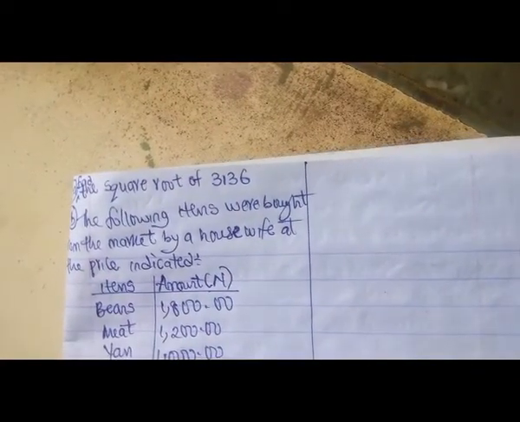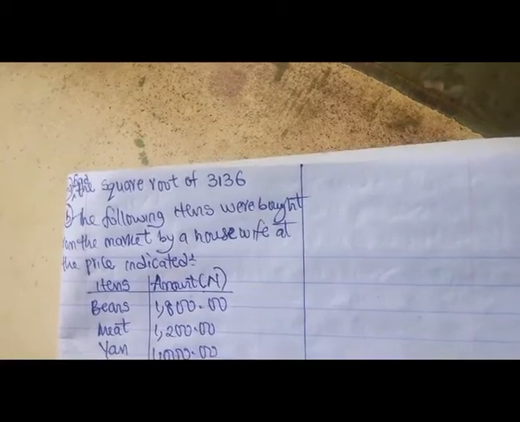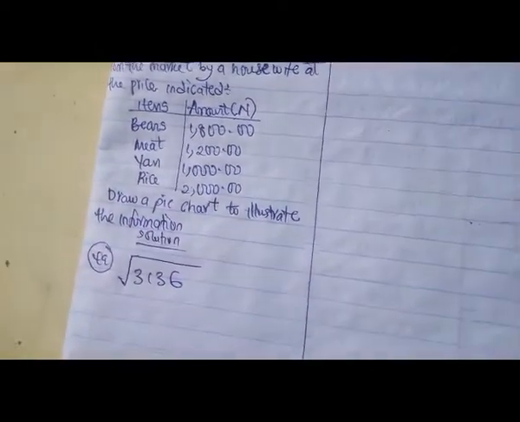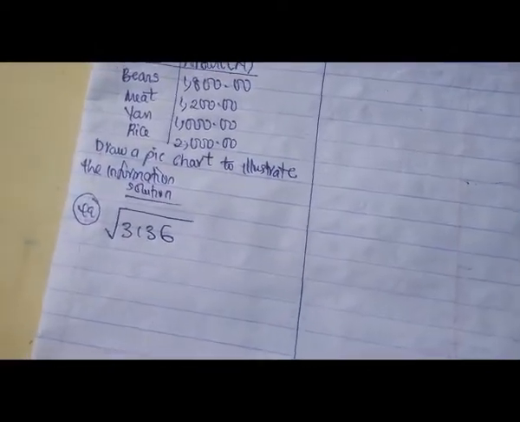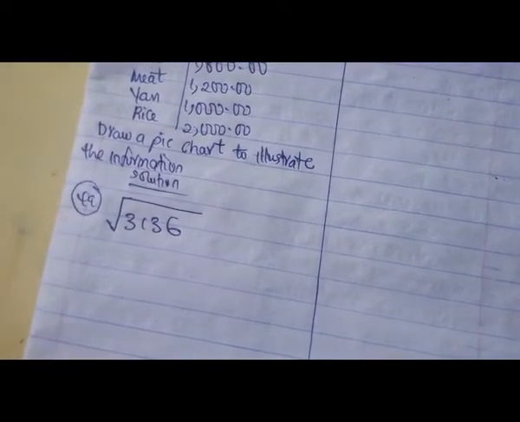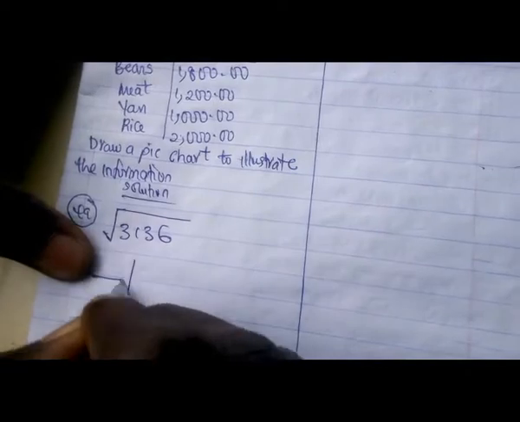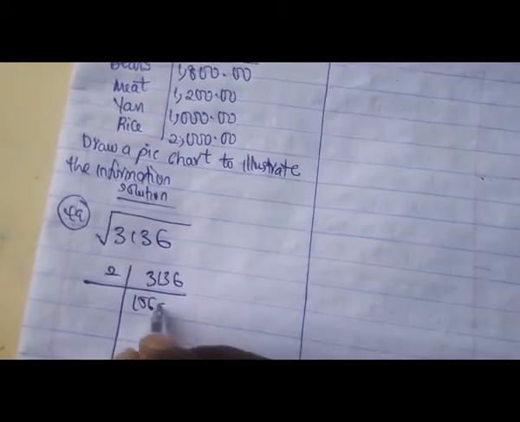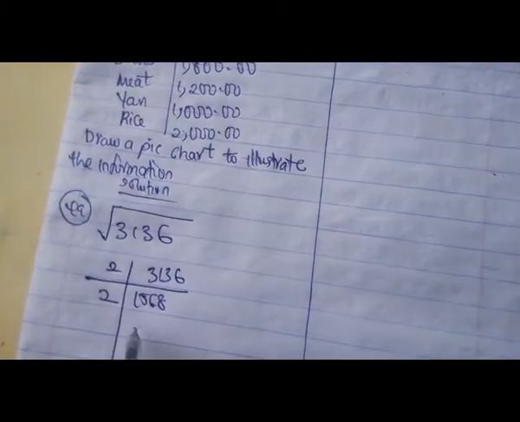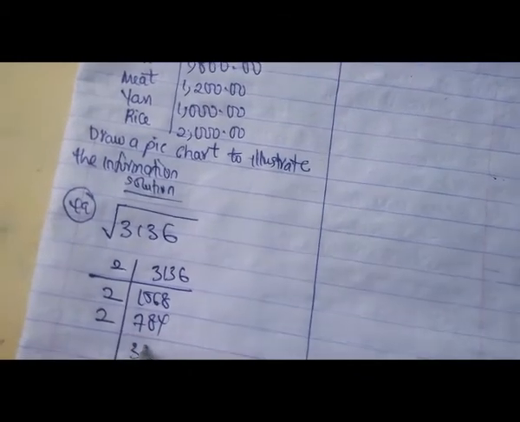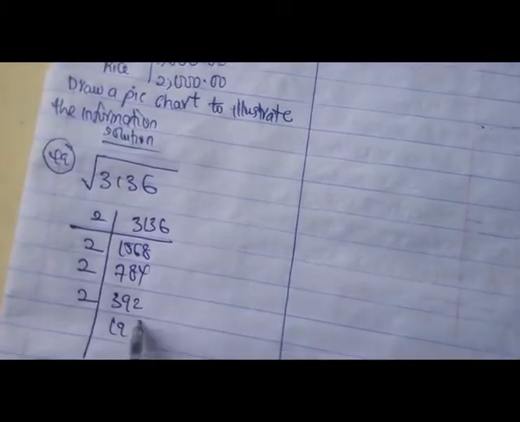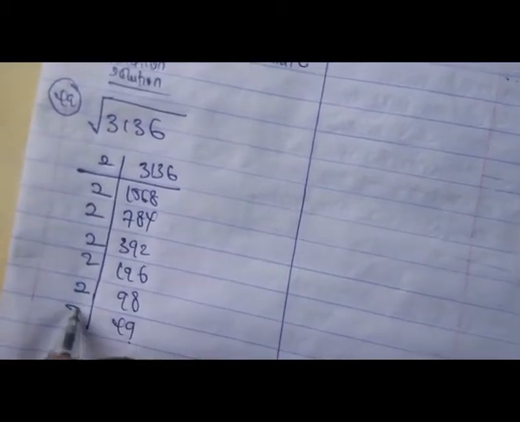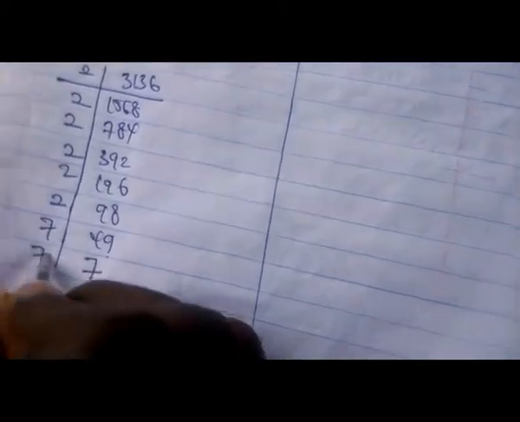The first number in question 4 says find the square root of 3136. Firstly, you have to split the number so that you'll be able to look for the square root. Let's divide 3136 so that you can understand it. 2 into 3136 is 1568. 2 into this is 784. 2 into 784 is 392. 2 into 392 is 196. 2 into 196 is 98. 2 into 98 is 49. 2 cannot go into 49. 7 into 49 is 7, and 7 into 7 is 1.